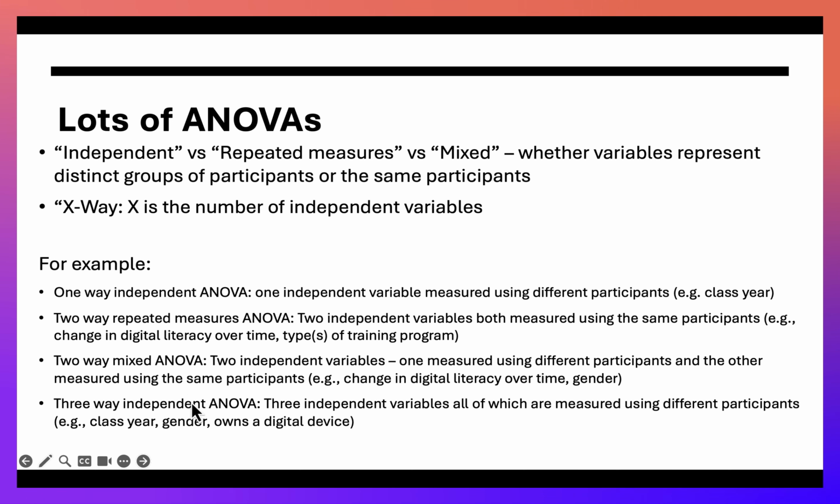So again, there are lots of different types of ANOVAs that you can run. The foundational one is the one that we learned about here, one-way independent ANOVA, but you can play around more in SPSS with all of these other different types as you start doing more sophisticated analyses. And these are especially useful for experimental designs in quantitative research.